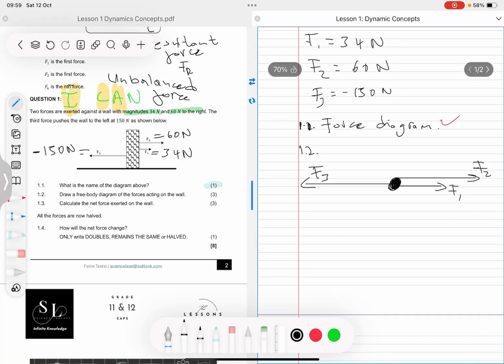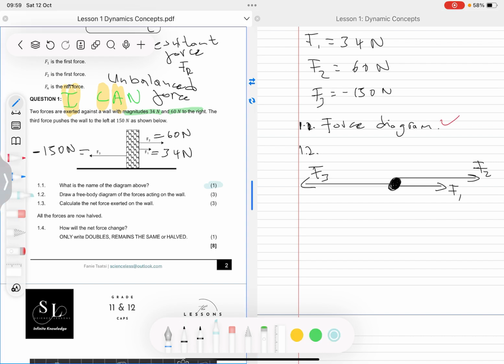Now another thing that I wanted to talk about was around the marking.